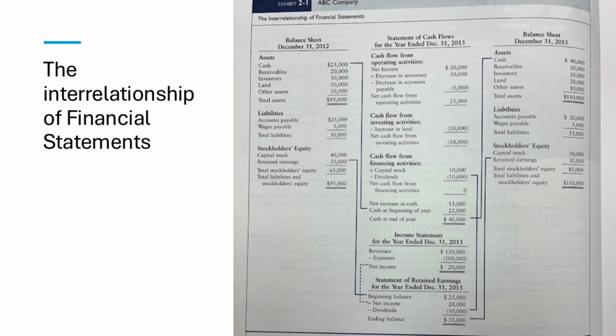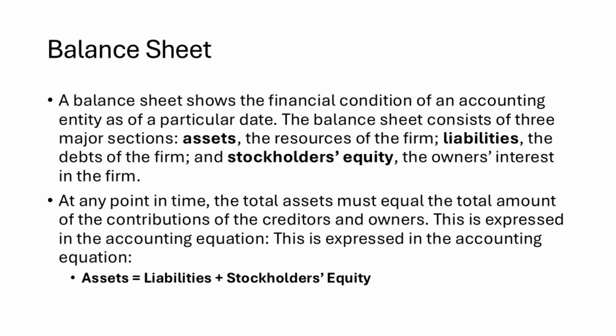Exhibit 2-1 illustrates the interrelationship of the balance sheet, income statement, and statement of cash flows. The most basic statement is the balance sheet. The other statements explain the changes between 2 balance sheet dates. A balance sheet shows the financial condition of an accounting entity as of a particular date. The balance sheet consists of 3 major sections: assets, the resources of the firm; liabilities, the debts of the firm; and stockholders' equity, the owner's interest in the firm.